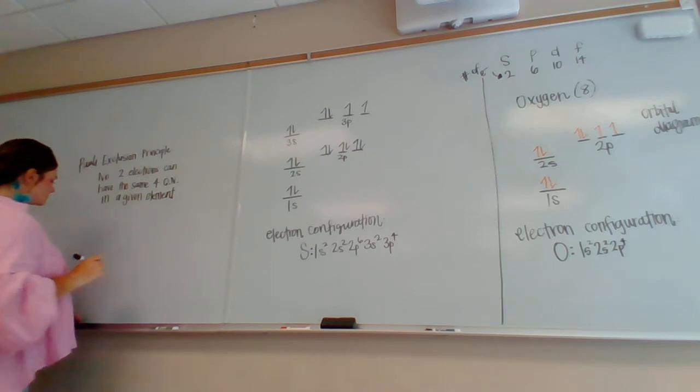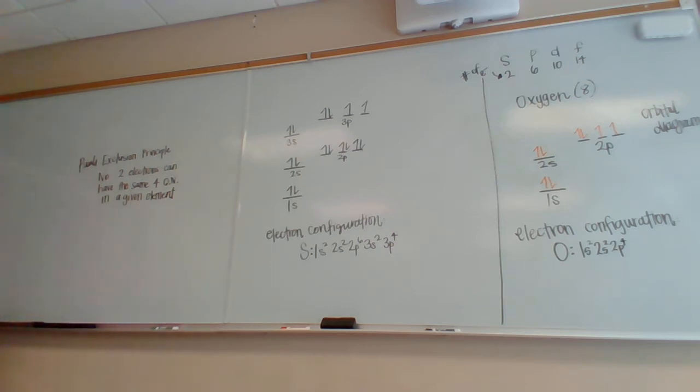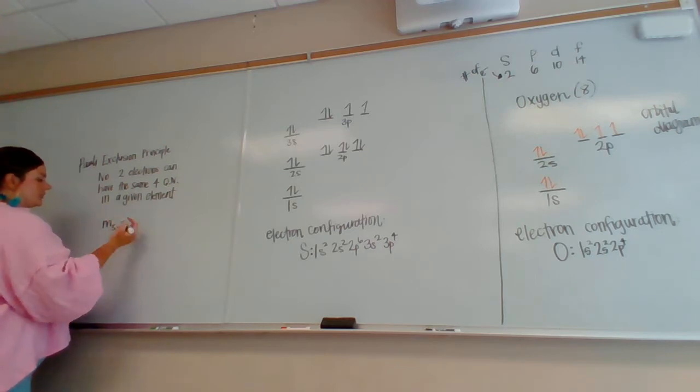Alright, so Pauli exclusion principle says no 2 electrons can have the same 4 quantum numbers in a given element. That is why you can only have 2 electrons in each orbital. Because the first 3 quantum numbers describe the orbital. The last quantum number, which is your spin quantum number, describes the actual electron. So in order for them to not have the same 4 quantum numbers, their m sub s values need to be plus and minus.